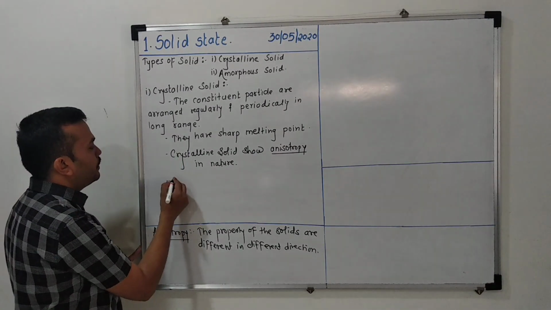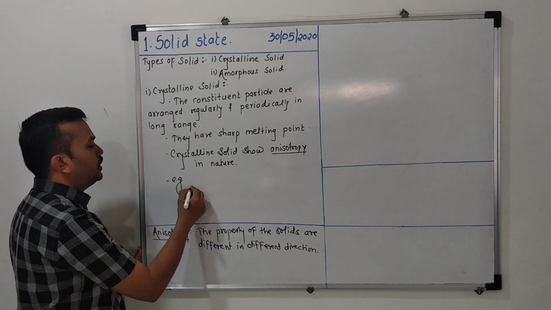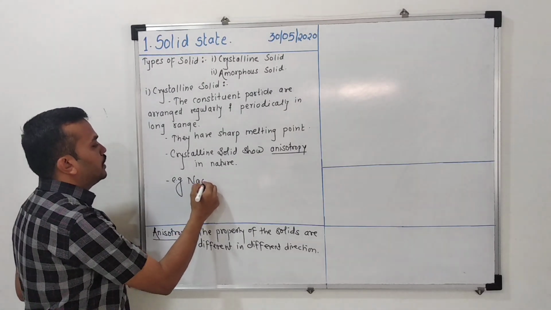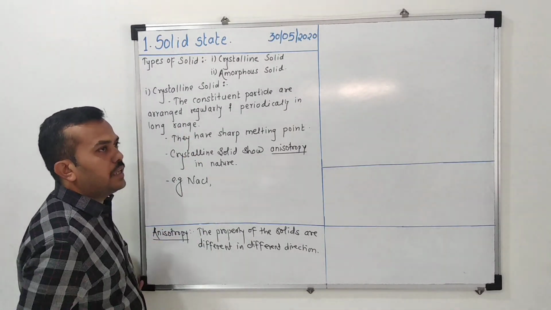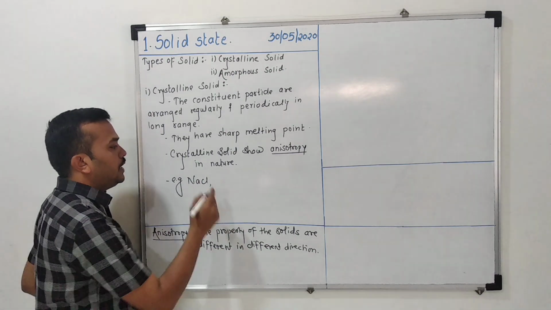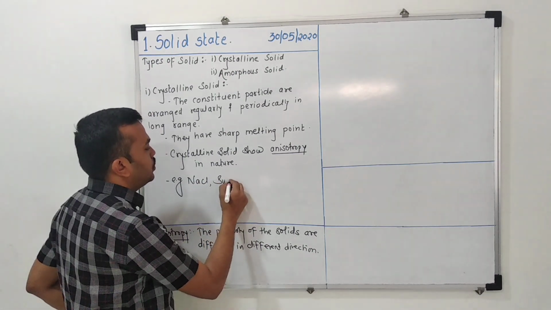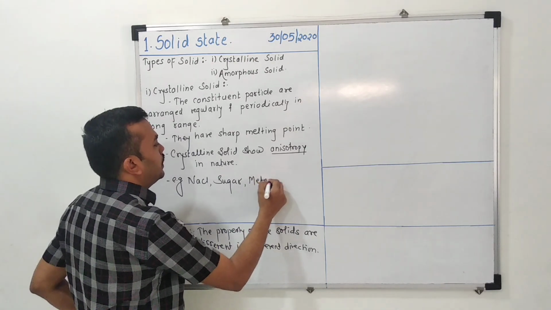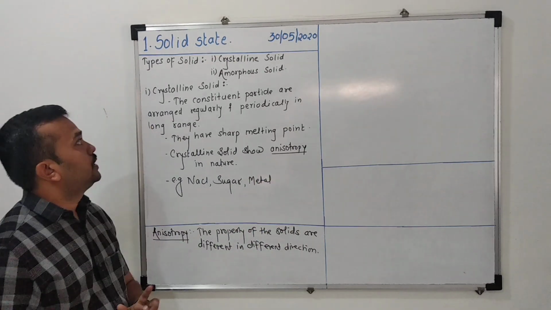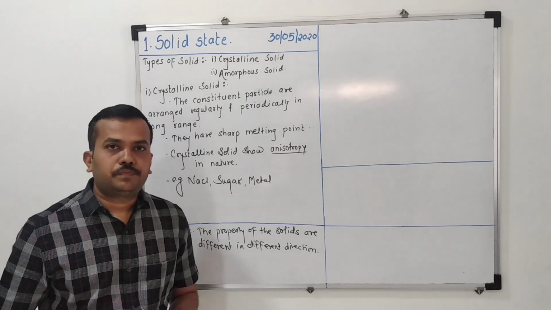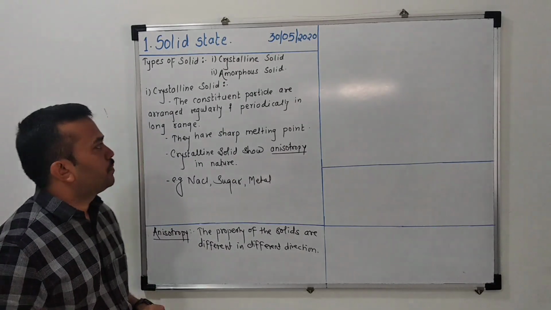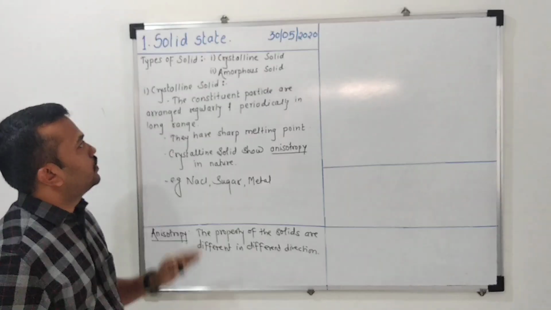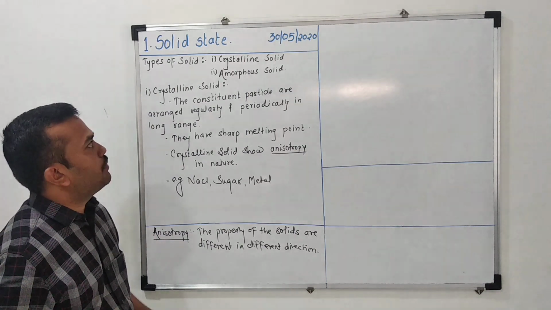What are the examples of crystalline solids? Initially we can say that out of these samples of solids, NaCl, sugar, and metals are the crystalline solids. But what do we observe differently in amorphous solids?